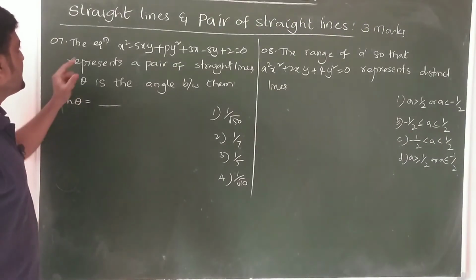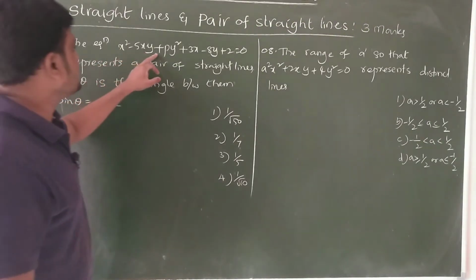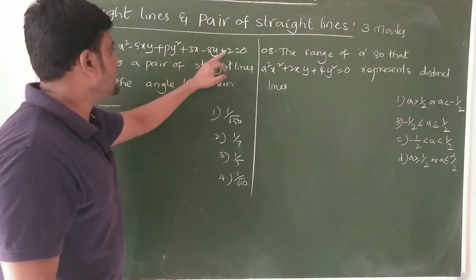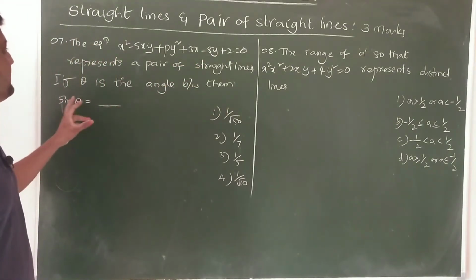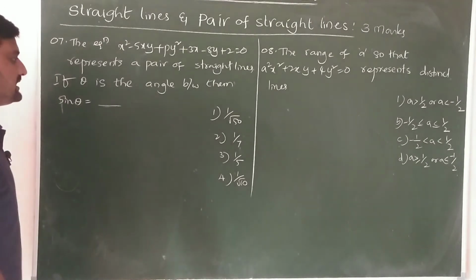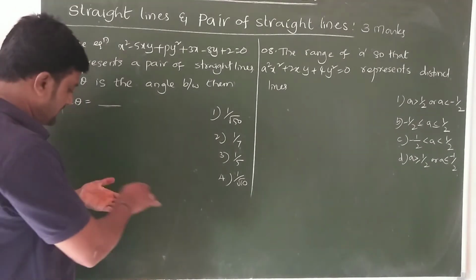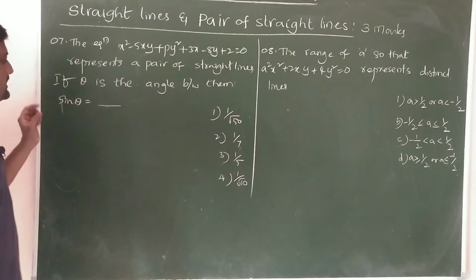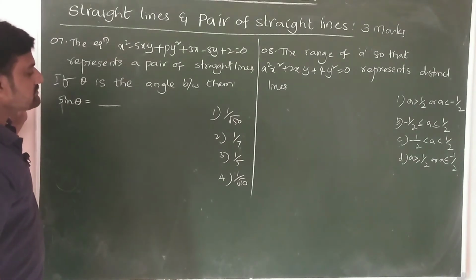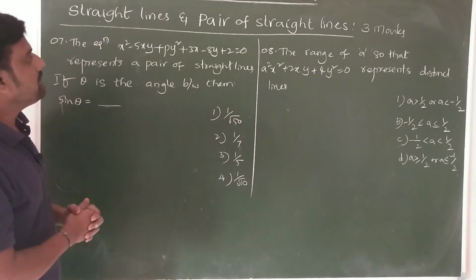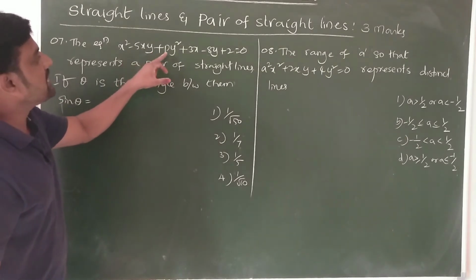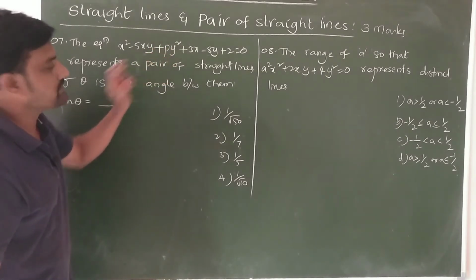New problem. The equation x square minus 5xy plus py square plus 3x minus 8y plus 2 equals 0 represents a pair of straight lines. If theta is the angle between them, sin theta equals what? We know the formula of sin theta and also cos theta, but here it asks for sin theta. But then what about p? How to get the p value?